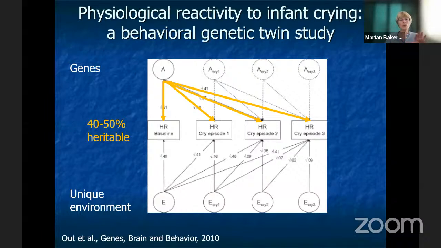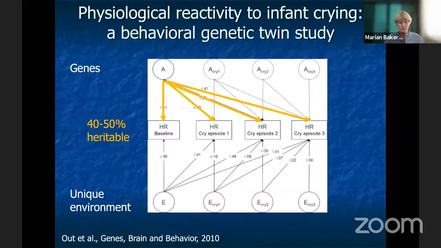And here what we found was that genes predicted 40 to 50% of the variance in heart rate, both baseline and heart rate response to infant crying. So the reactivity increased with each cry episode, and that's also our natural experience. Cry sounds that do not stop. We get more aroused every time. And that also happened here. And it was genetic factors that also explained how much we were further aroused by those bouts of infant crying.